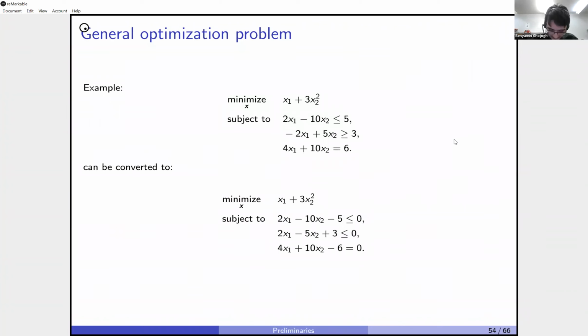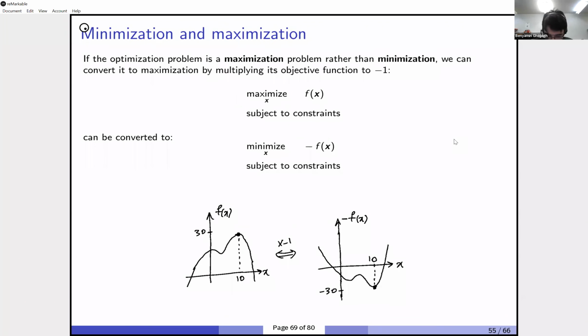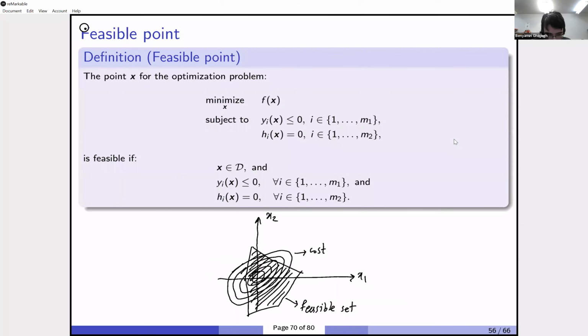Okay, so some examples are these. For example, here we can convert this to this. We brought 5 to the left-hand side of this inequality, so we have less than or equal to 0. If it's greater than or equal to 0, we can make it less than or equal to 0 by multiplying it by -1. Also, here we brought 6 to the left-hand side, and it became -6. Now, minimization and maximization, I think we already talked about that, so we move on to this point.